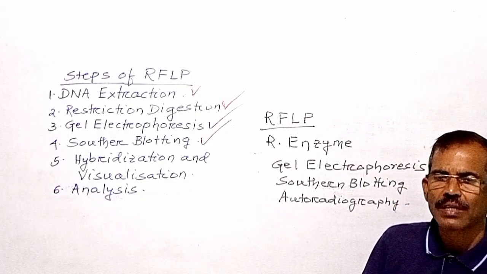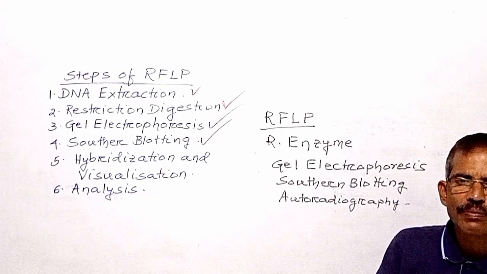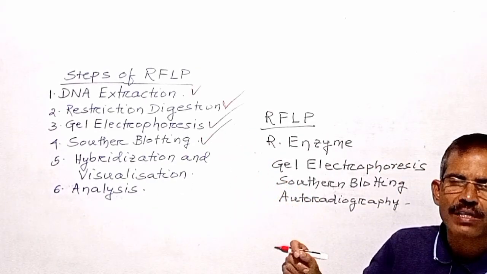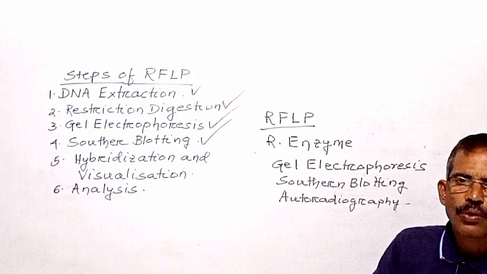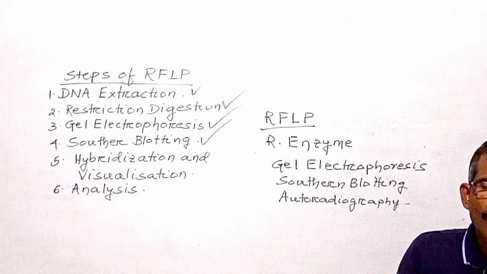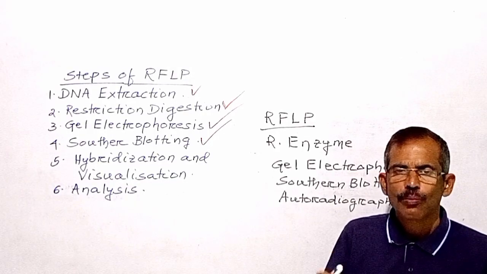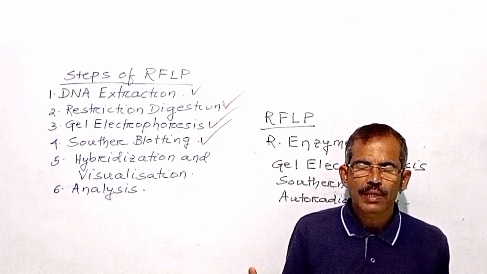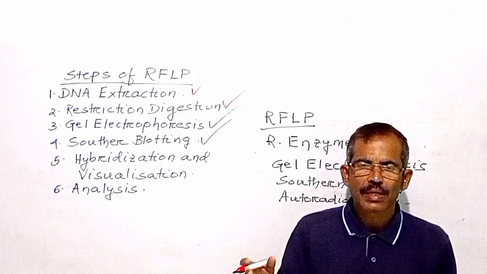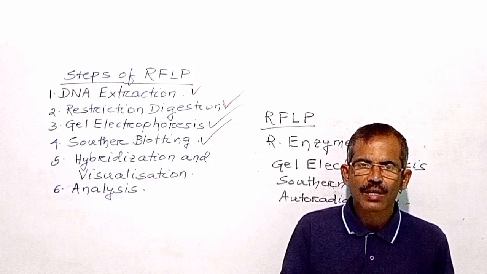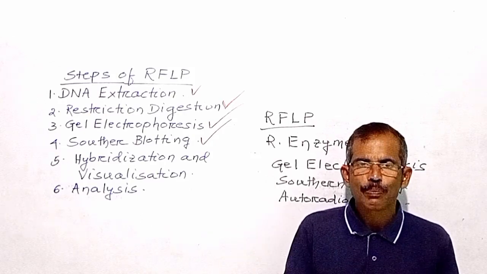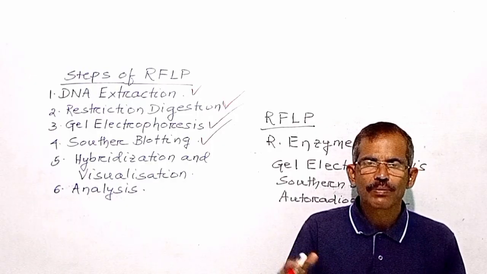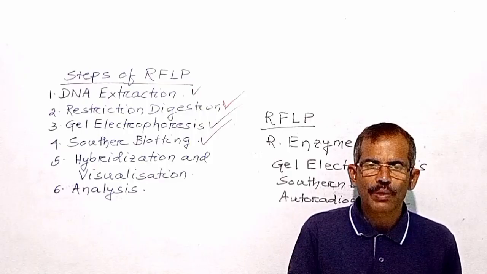After transfer, the DNA fragments located on the filter paper are hybridized with a suitable probe, which can be radio labeled or fluorescently labeled. Probes are short oligonucleotide chains. When incubated, the probe will bind to the DNA fragment which contains the complementary sequence. When the probe is radio labeled, the specific DNA fragment can be visualized by autoradiography.